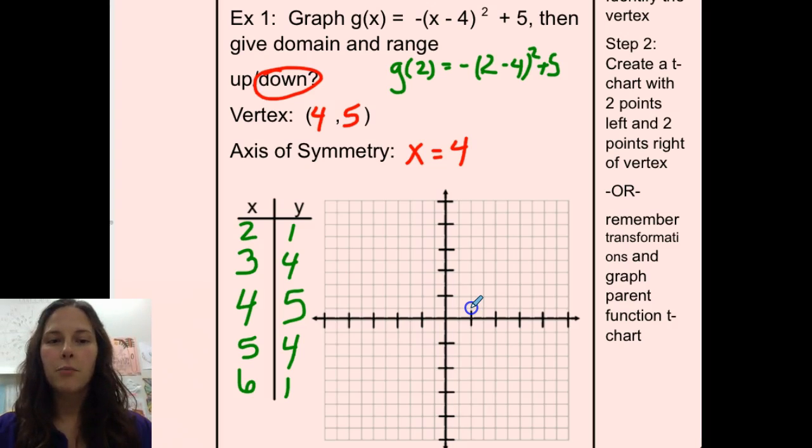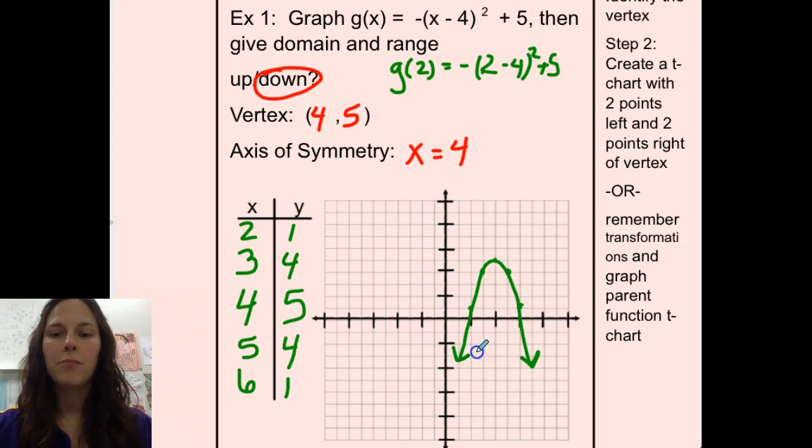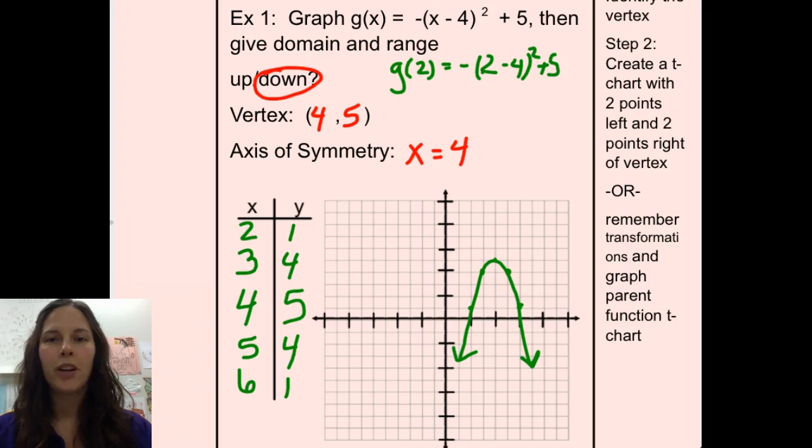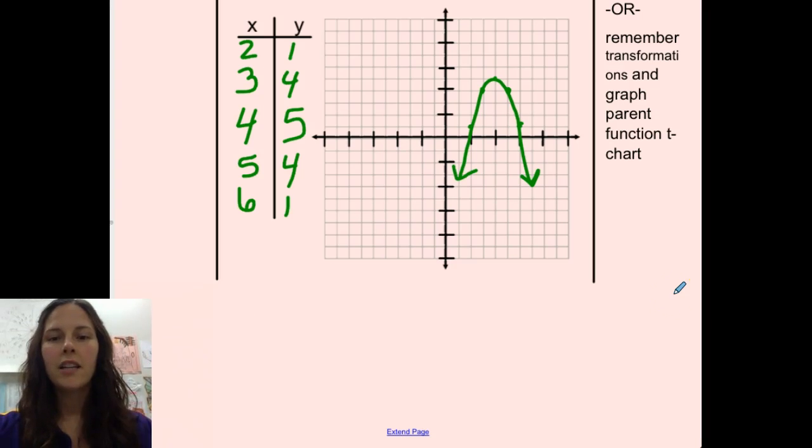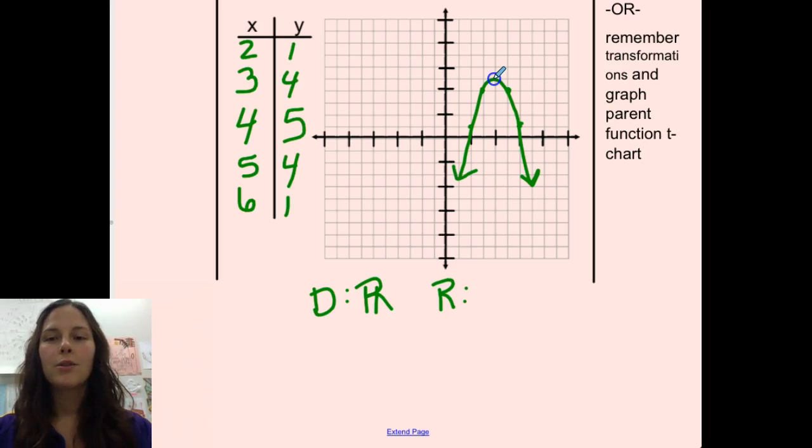From there, we simply plot our points. Connect them with a smooth curve. Remember, a parabola is a U shape, not a V shape, like the absolute value function is. Finally, identifying our domain and range. Domain for a quadratic function is all real numbers. Range, because of that square, is not all real numbers. So notice that the maximum value that our parabola reaches is 5. So our y values are less than or equal to 5.